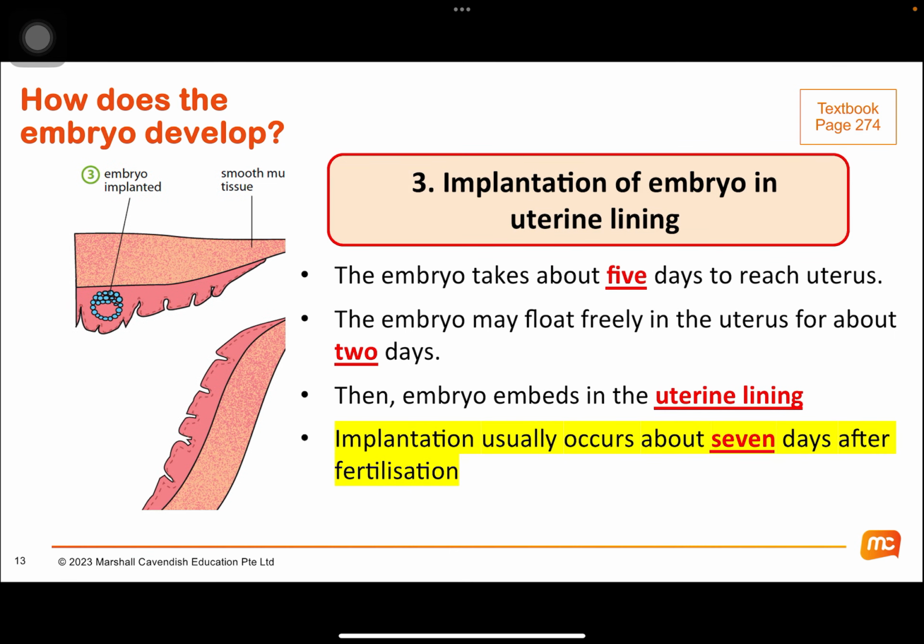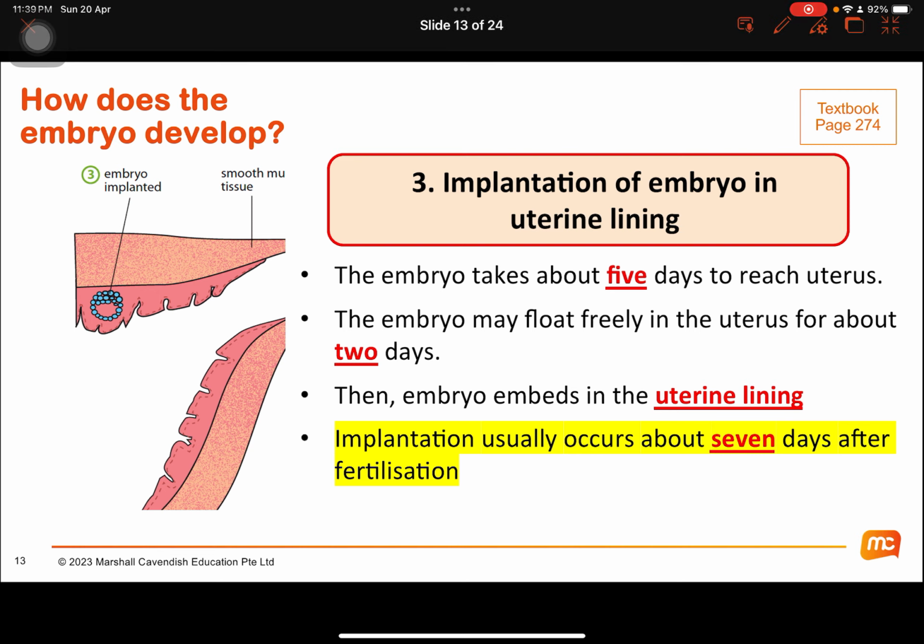Lastly, implantation. So this entire process takes about 5 to 7 days. Alright, so about a week after successful fertilization. I'll write it down over here. So approximately 1 week after fertilization. Alright, so if implantation is not successful, it will not be considered as a successful pregnancy.